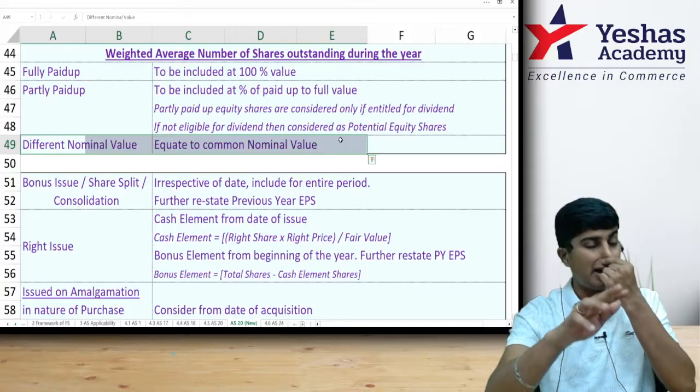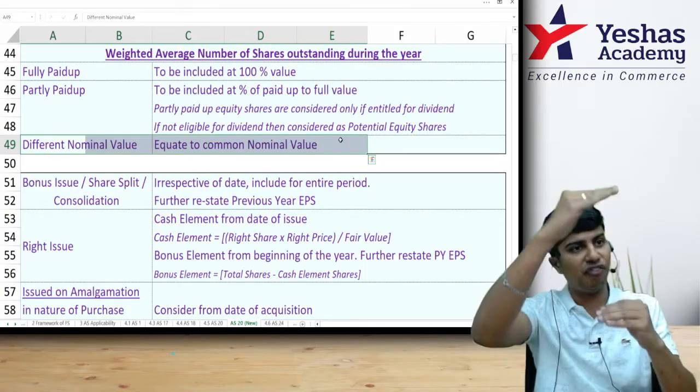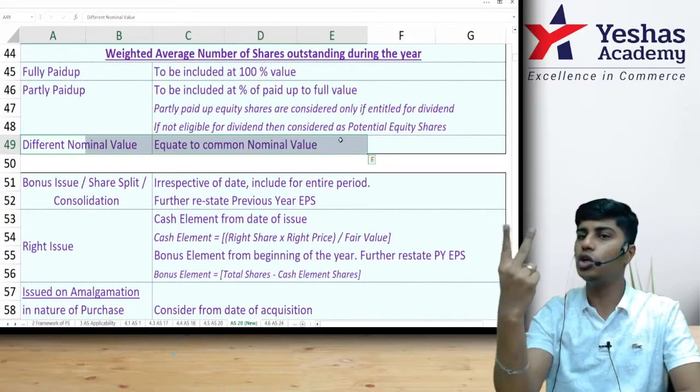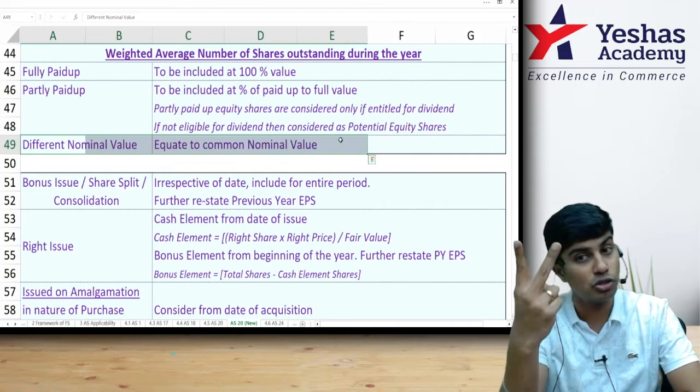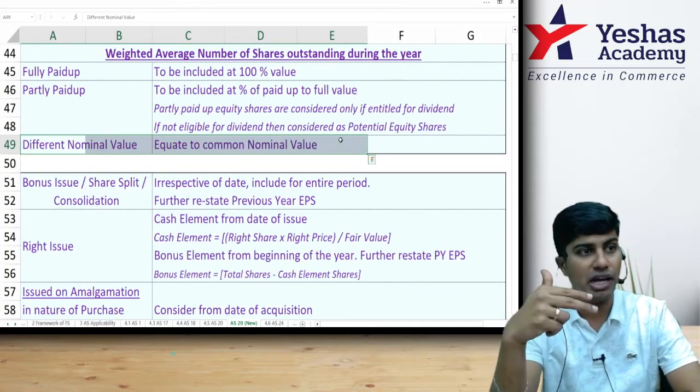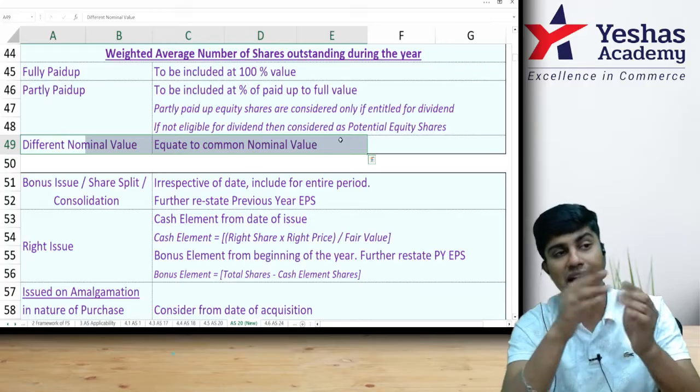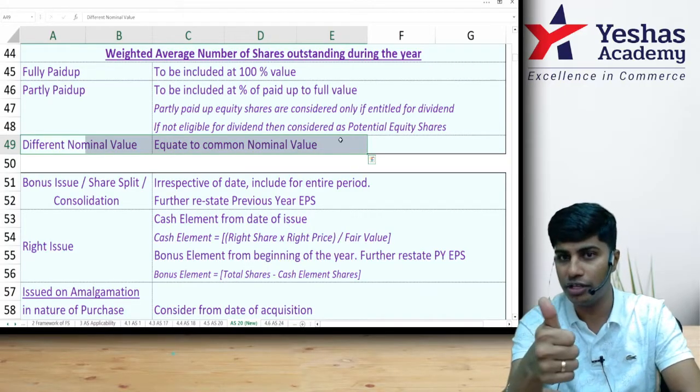Compute the EPS for one class of shares and then identify it for the two classes. So whenever there are two classes of shares in the balance sheet, EPS also will be two, one for each class, not the same for the same class with different paid ups. I hope you understood this.